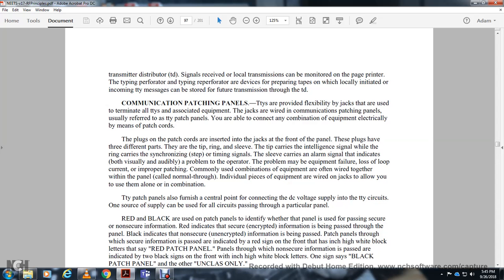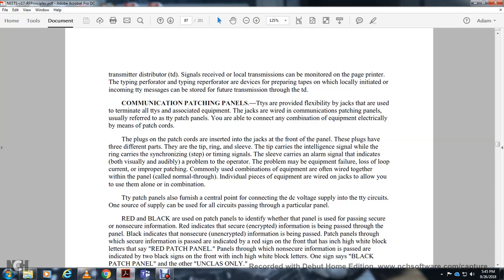Our communication patching panel provides flexibility with the jacks used to terminate the teletypewriter and its associated equipment. The jacks are wired to the communication patch panel, used for the teletypewriter patch panel. You are able to connect the combination equipment electrically by means of patch cords. The plugs on the patch cord insert into the jacks on the front panel. The plugs have three different parts: the tip, ring, and sleeve. The tip carries the intelligence signal, the ring carries the synchronizing or timing signal, and the sleeve carries the alarm signal, with indicators both visual and audible. Problems with the operator.